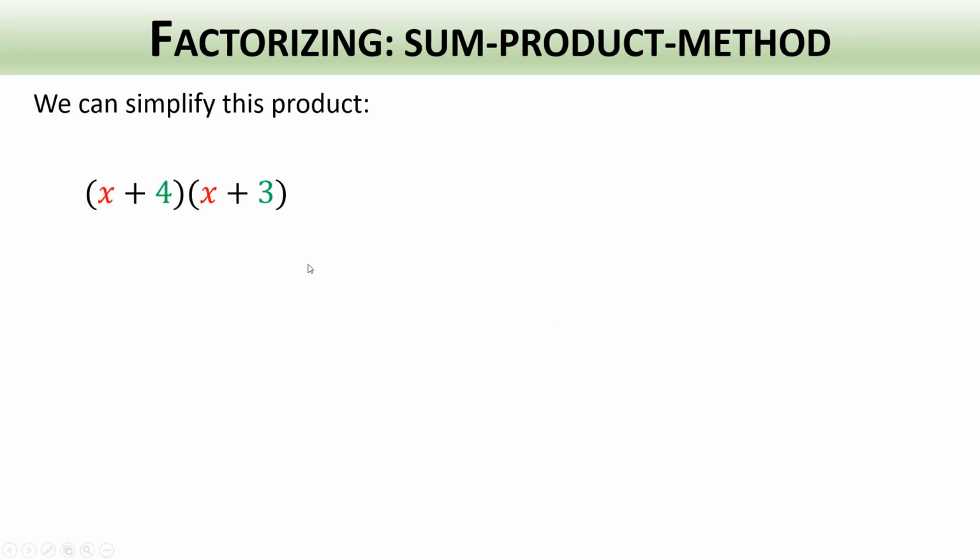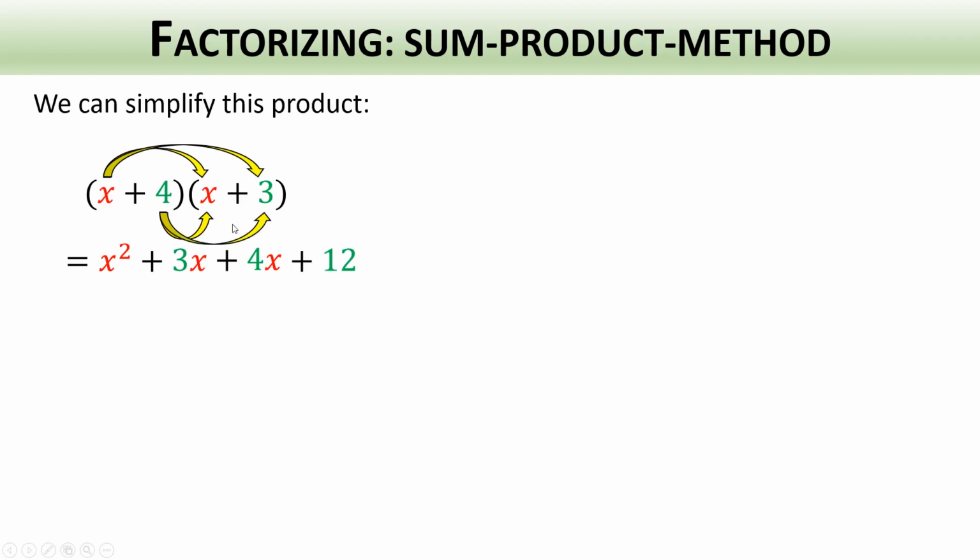This formula is a product, a multiplication. We multiply x plus 4 by x plus 3. And when we simplify, we want to get rid of the brackets, and we do that by multiplying every term inside of these brackets by every term inside of these. And then we add the results. So we get x squared plus 3x plus 4x plus 12. And we can simplify because 3x plus 4x is 7x.